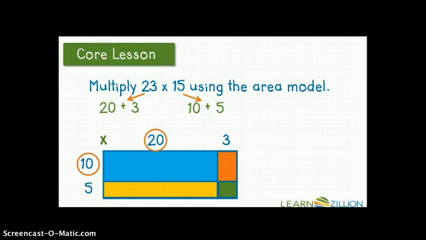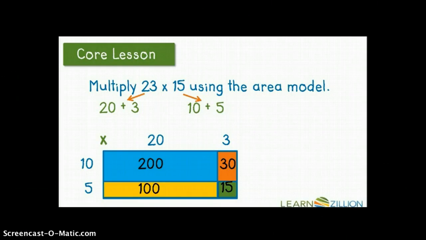First of all, we'll multiply 10 times 20. Remember, 10 groups of 10 is 100, so 20 groups of 10 would be 200. Let's work on 20 times 5. If we think about our powers of 10, we know that 2 times 5 is 10, and we can add that 0 to make 100. 20 groups of 5 is 100. 3 times 10 is 30, and 3 times 5 is 15.